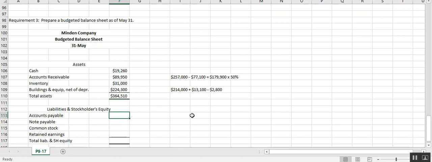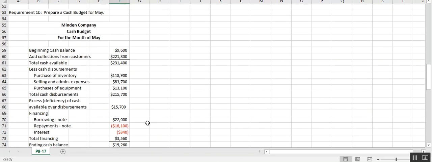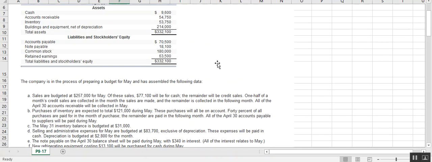Now to liabilities and stockholders' equity. We've got accounts payable. Let's see. It says purchases of inventory are $121,000 in May. Those purchases are all on account. 40% of all purchases are paid for in the month of purchase, and the remainder are paid for in the following month. So that means all of April accounts payable would be paid in May. So we normally would look up here and find our accounts payable balance and include that in our calculations. But since we know we paid all of that off, we can disregard that.